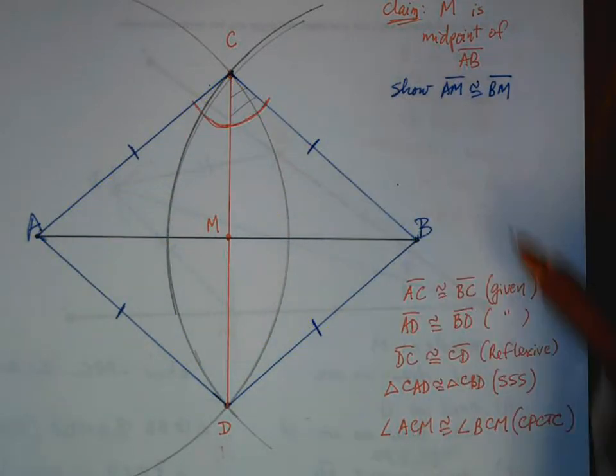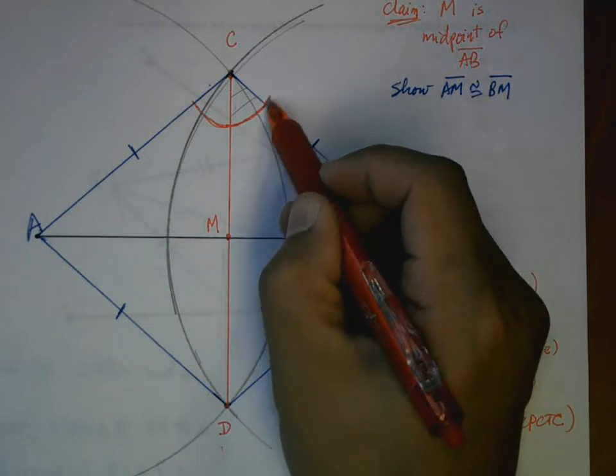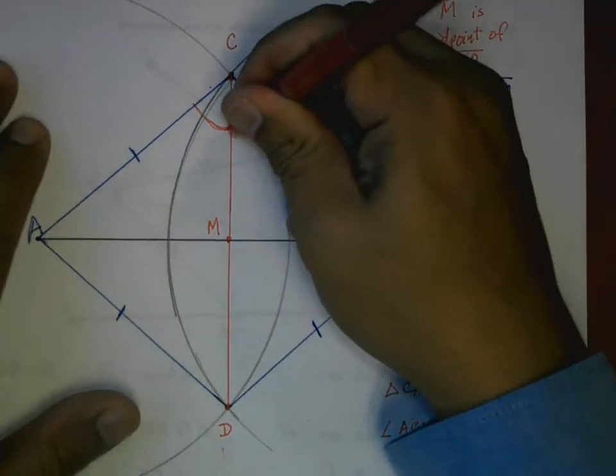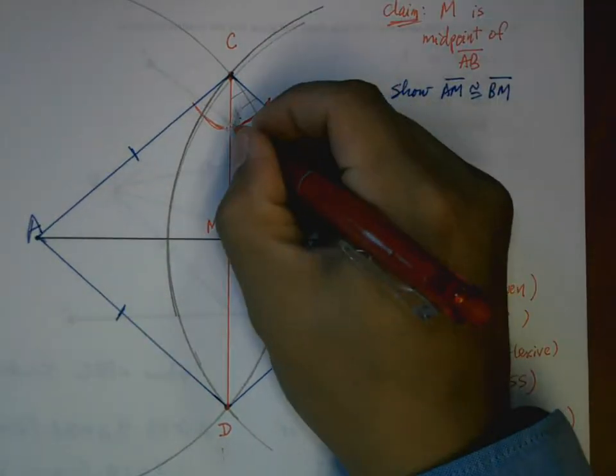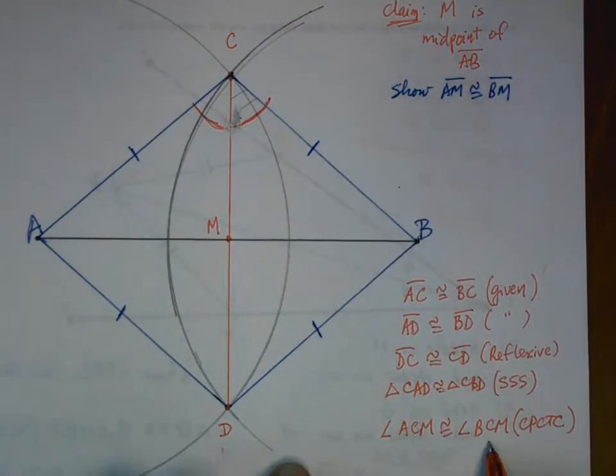So from what we had before, now we know that this angle here and the angle to its left, ACM and BCM, are congruent with each other. Now I ask you to turn your attention to a different triangle this time. Let's take a look at these two smaller triangles, the two green ones that I have right there.